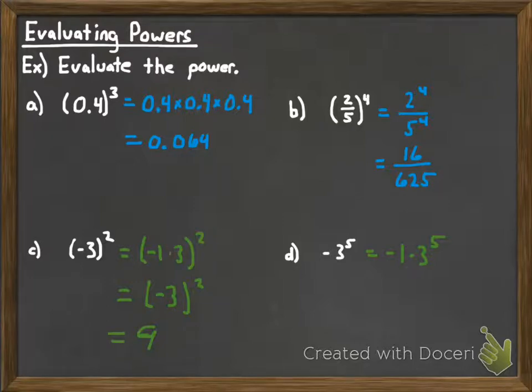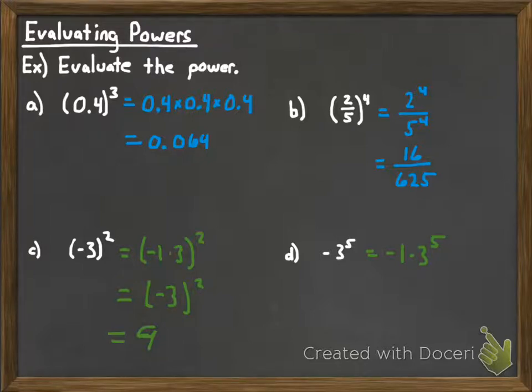Now, let's take a look at when there were no parentheses around that negative sign. That becomes negative 1 times 3 to the 5th power. Now, there's no grouping symbol here, is there? But what we do have is multiplication, and we've got an exponent. And don't exponents always come before multiplication?